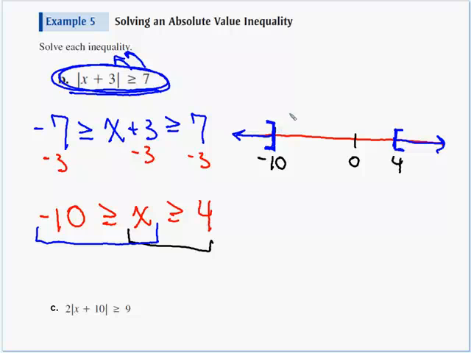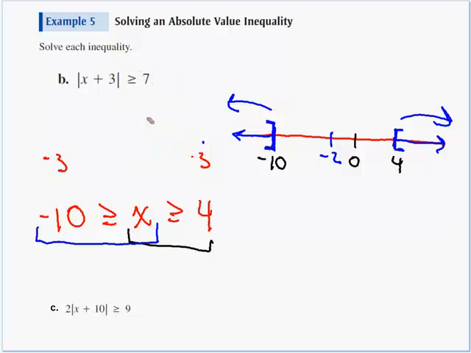And if we want to check some answers, here in our original inequality, any number between 4 and negative 10 is going to give us a false answer. Like if I plug in negative 2. Negative 2 plus 3 is positive 1. The bars leave it as positive 1. Is 1 greater than 7? No. So in here, we do not have solutions. If we go greater than 4 or less than negative 10 and plug any of those numbers in here, we're going to get a true statement.